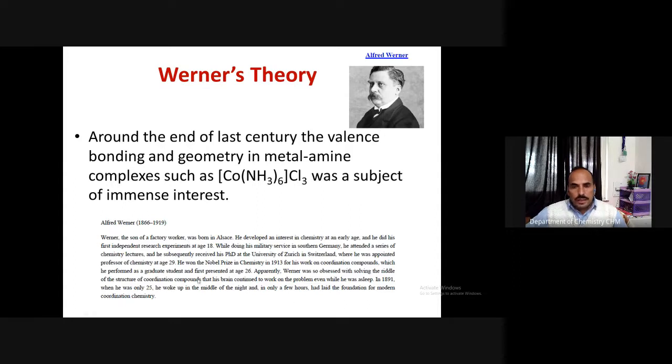He won the Nobel Prize in Chemistry in 1913 for his work on coordination compounds, which he performed as a graduate student and first presented at the age of 26. So basically, he completed this work at a very young age, right? And Werner was so obsessed with solving the riddle of the structure of coordination compounds that his brain continued to work on the problem even while he was asleep, right?